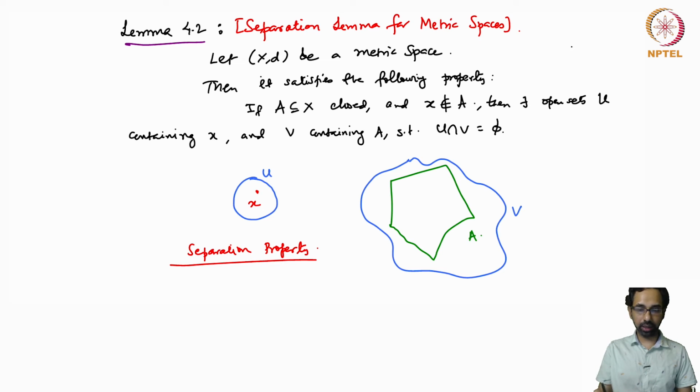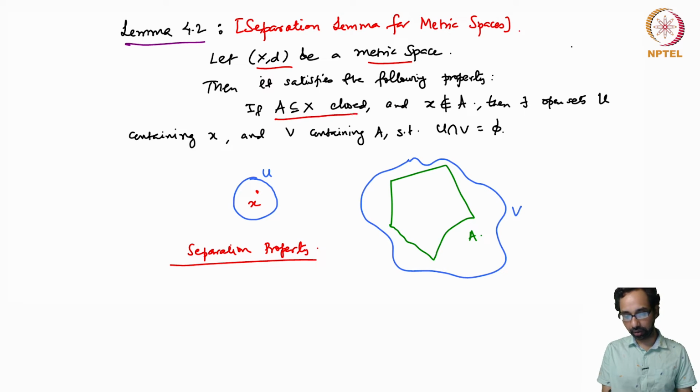So let us recall the separation lemma for metric spaces. Here we don't even need completeness, and just a metric space property is sufficient for the separation lemma. And so it says that if you have a metric space, this is the same statement that we gave for compact Hausdorff spaces, but now we have a metric space. So it satisfies the following property.